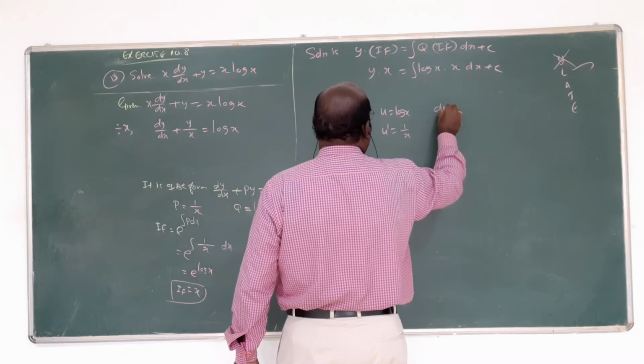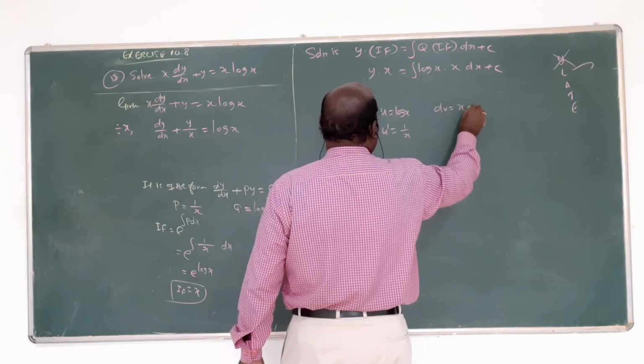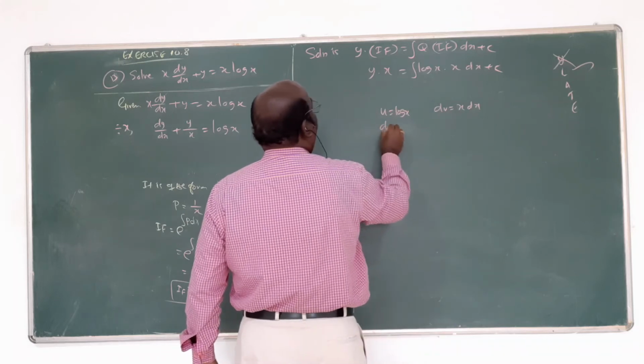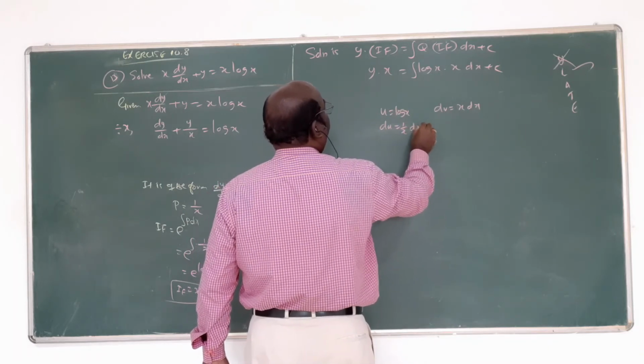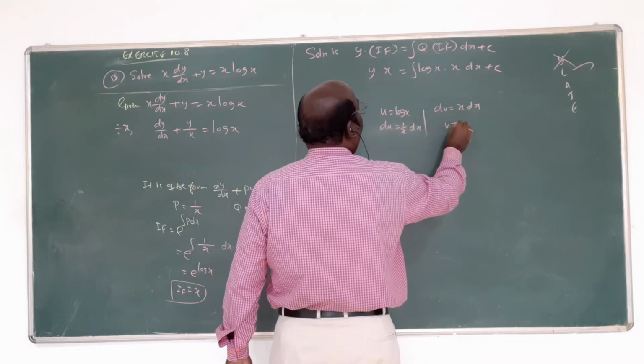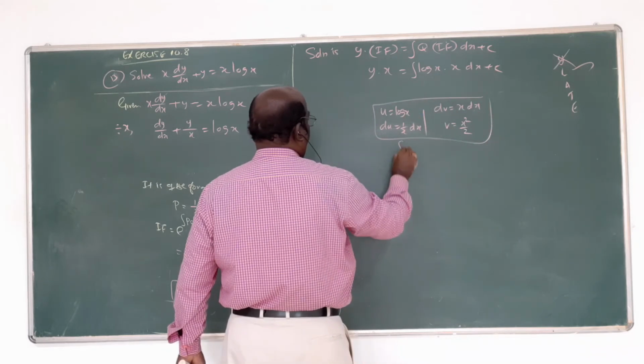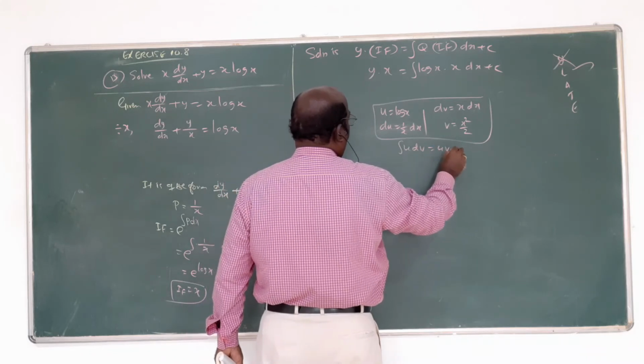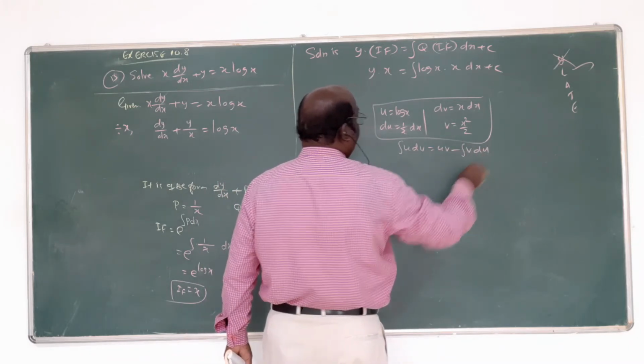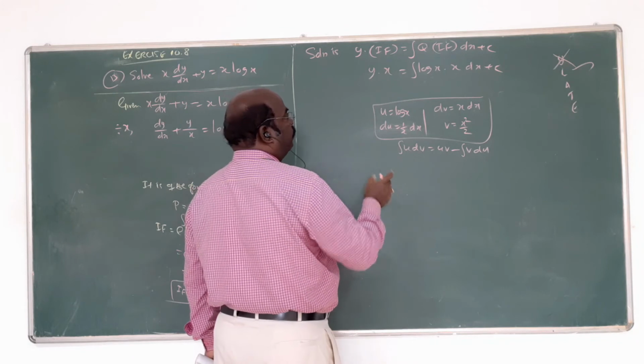Next, the other quantity: dv equal to x dx, otherwise du equal to 1 by x dx. From this, you integrate x dx to get x square by 2. The formula is integral of u dv equal to uv minus integral of v du. This is called the integration by parts formula.